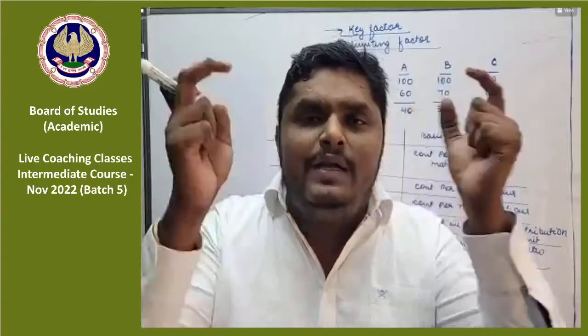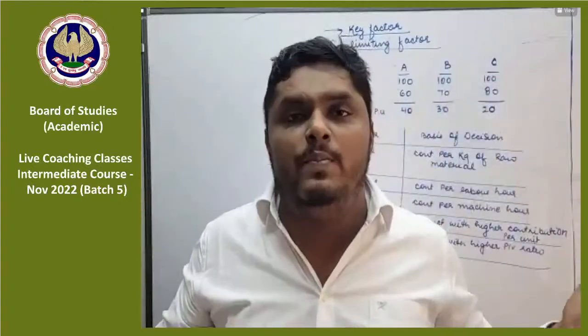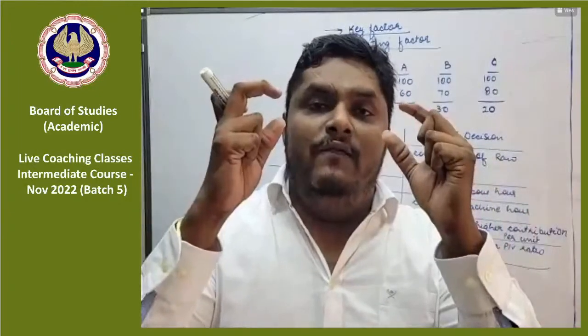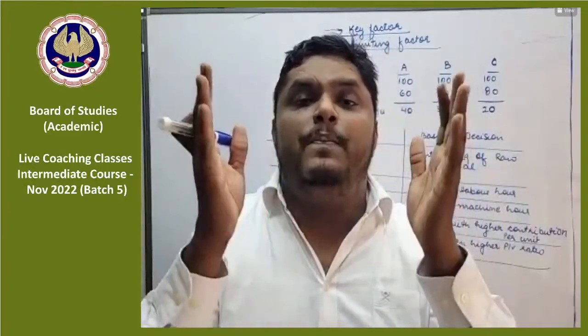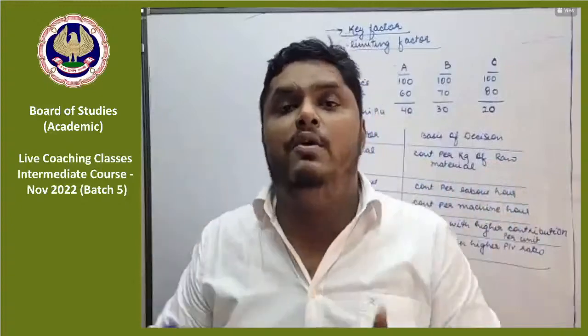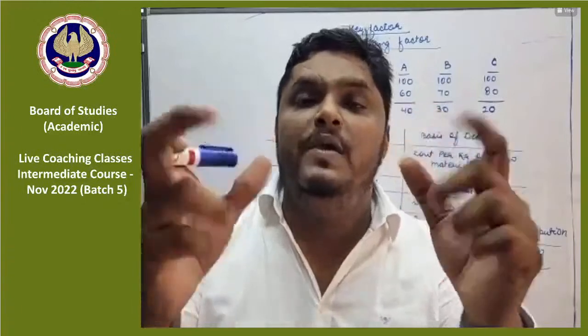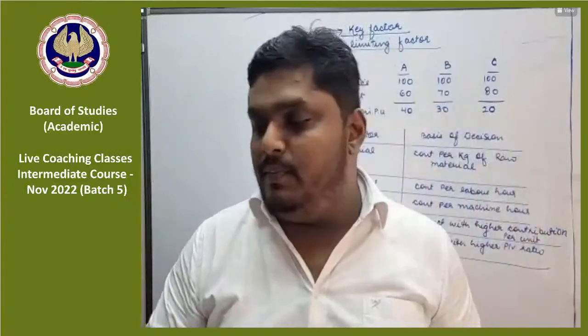If sales quantity is limited, our major motto is to earn profit. So when talking about quantity, the decision will be based on the product whose contribution per unit is higher. And when talking about sales value, whose PV ratio is higher, we will select that product.